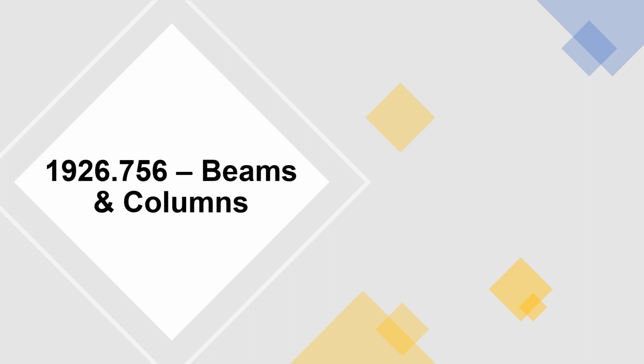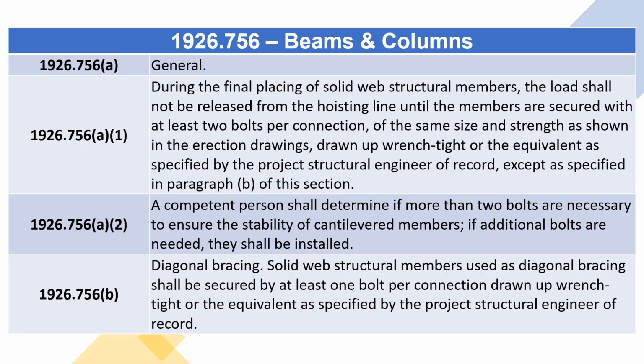1926.756 Beams and columns. 1926.756 A. General. 1926.756 A1. During the final placing of solid web structural members, the load shall not be released from the hoisting line until the members are secured with at least 2 bolts per connection, of the same size and strength as shown in the erection drawings, drawn up wrench tight or the equivalent as specified by the project structural engineer of record, except as specified in paragraph B of this section.